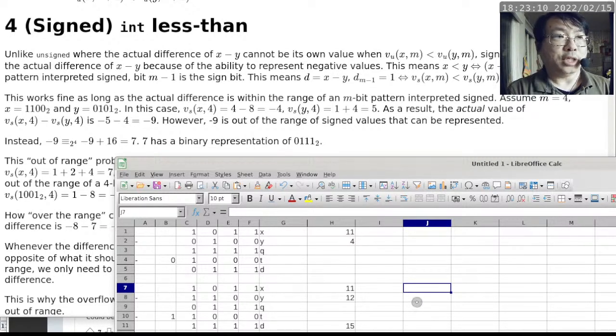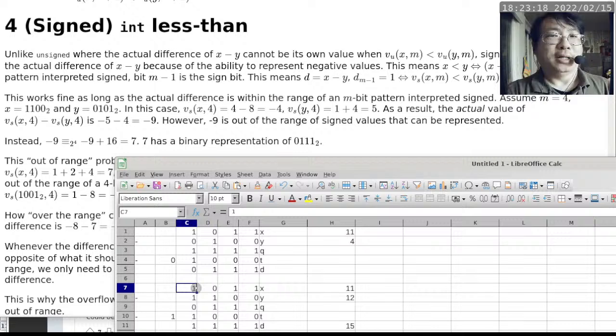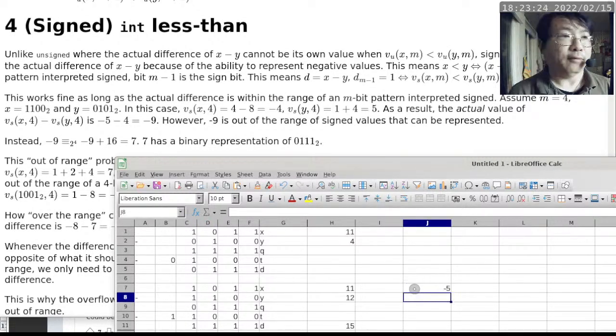Well, let's check it out. So it is 1 plus 2 plus 0, and then minus 8. So 1 plus 2 is 3, 3 minus 8 is negative 5. So negative 5 is the VS value. It is the signed interpretation of the bit pattern of 1011. So it is negative 5. All right.